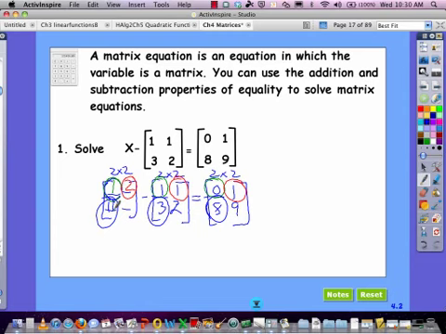Last one. What number subtract 2 equals 9? And again, we're looking at an 11. So when we finish, we know the missing piece, or the X matrix, is actually equal to this 2 by 2, which was 1, 2, 11, 11.